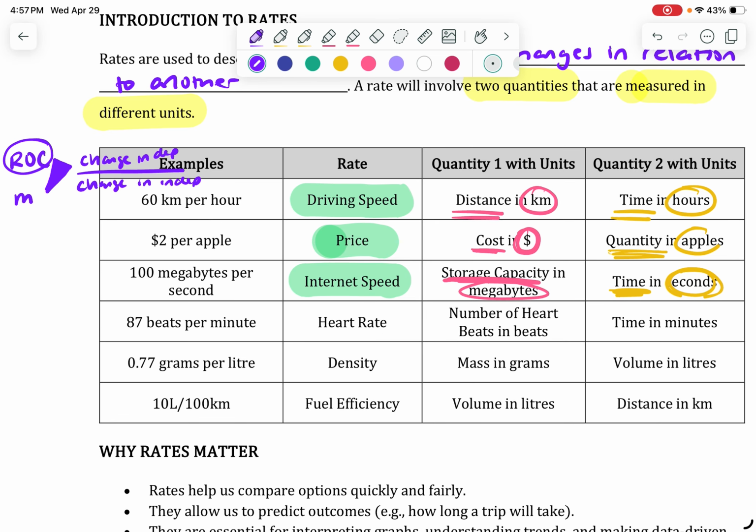But this is what I've got. And my rate can really clearly tell me what unit is belonging to which variable. So my first unit is going to be my dependent variable, which is this one. My second unit, hours, apples, seconds, minutes, liters, kilometers, will refer to my independent variable. So if you ever have difficulty identifying independent and dependent, we can always also look at the rate to give us a good indicator of which variable would be which.